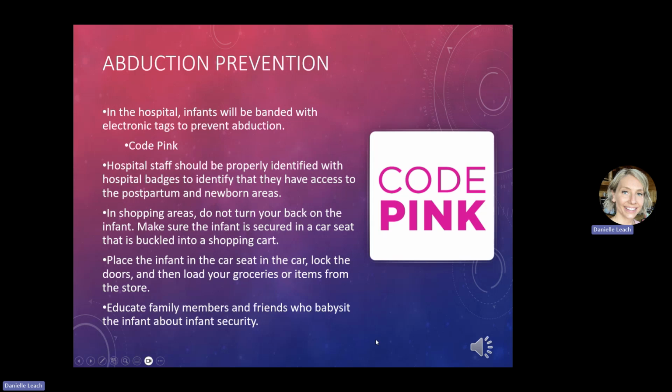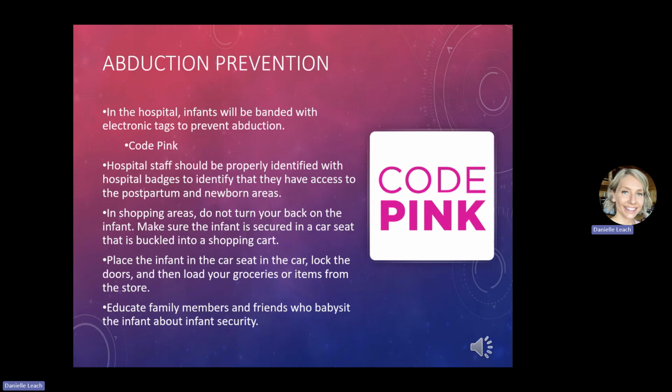Abduction prevention for infants. If we're in the hospital, depending on what unit you're on, infants could be banded with an electronic tag to prevent abduction. One of these brands is called Hugs tags. It's like a little band that goes around their ankle. This makes an alarm sound if the infant is taken out of the specific unit or area that they're in. There's also a code pink, which could be for an infant abduction.